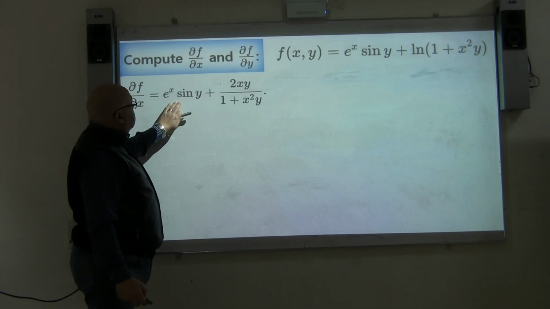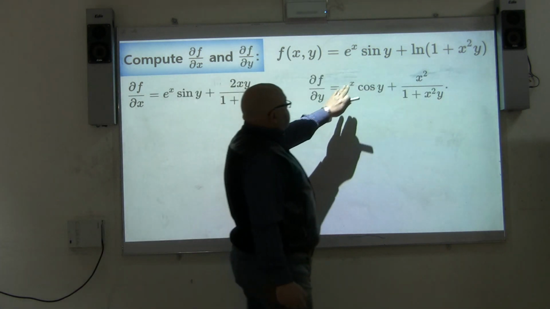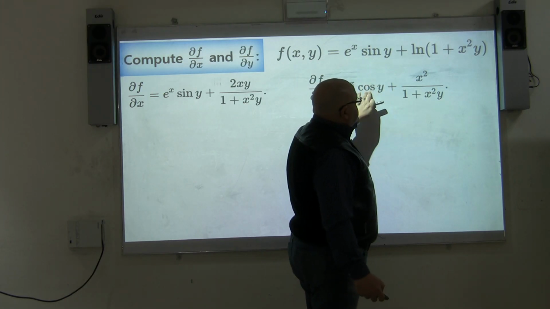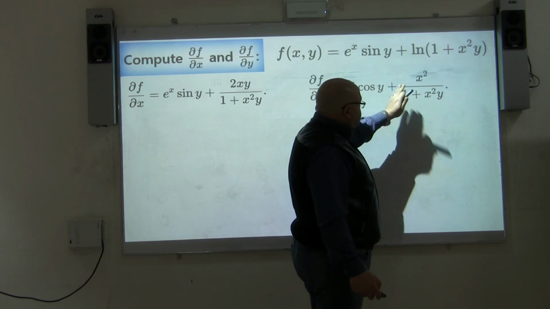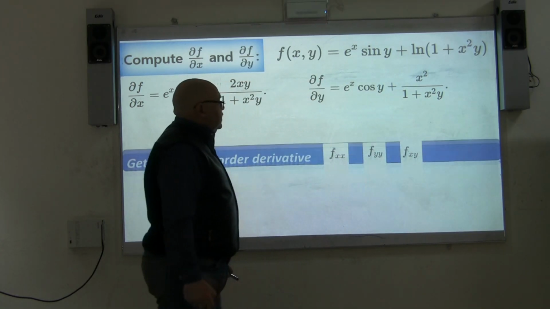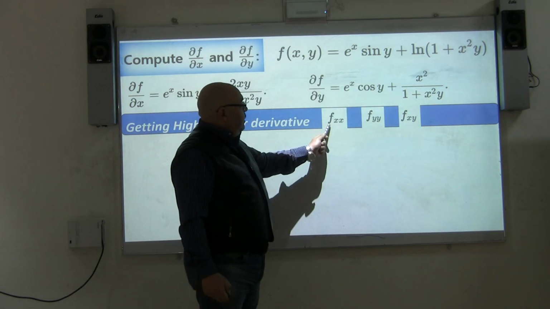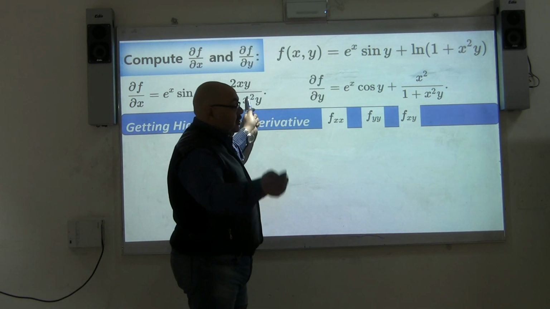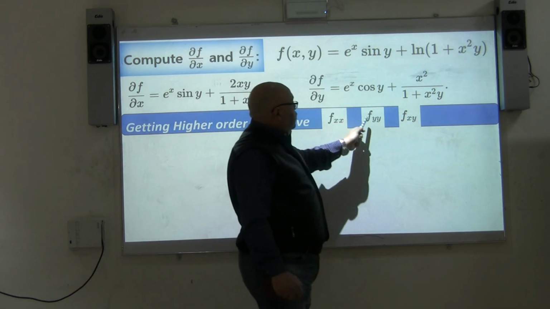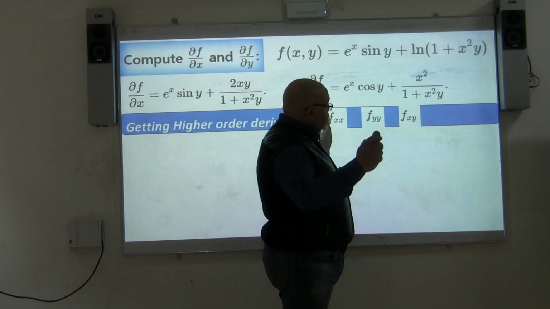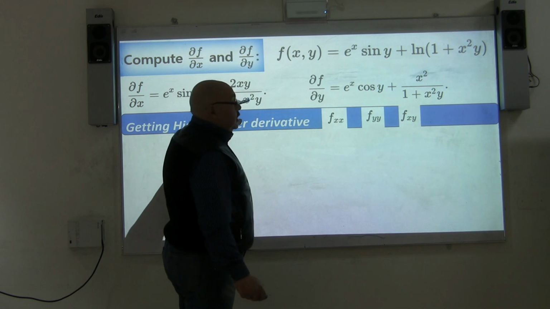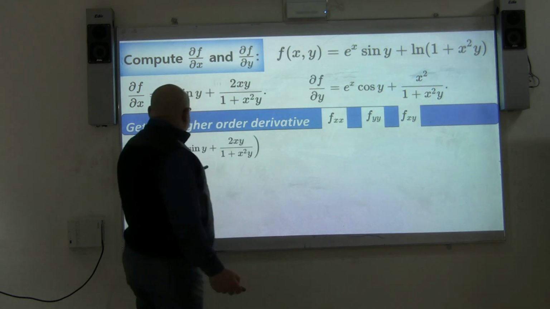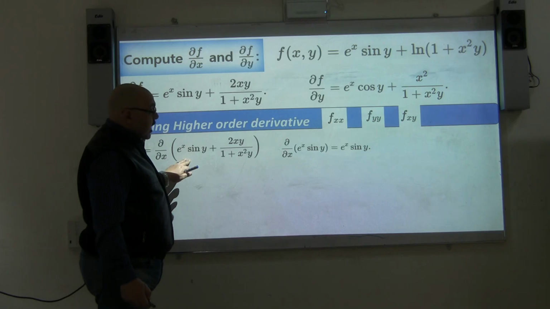So this is my function after differentiating. Okay, if I want to get f sub y, as you can see, only the parts that contain y are differentiated. So also in here, after differentiation and simplifying, it's going to be x squared divided by 1 plus x squared y. So if I want to get f double x, this function will be differentiated once more with respect to x. If I want to get f double y, this one will be differentiated once more with respect to y. If I want to get f sub xy, I will take this function and differentiate with respect to y. This is the derivative with respect to x.